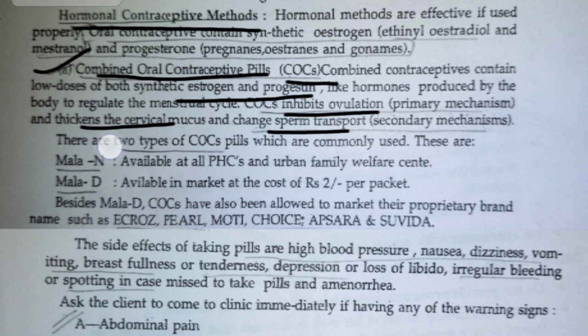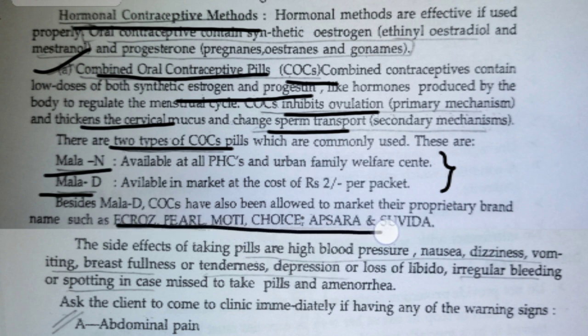And then there are two types of COC pills. One is Malayan and the other is Maladi. These are popularly used COC pills. These are available in community camps, family welfare centers and other centers. Apart from these two, we now have several other products which fall under the COC types.